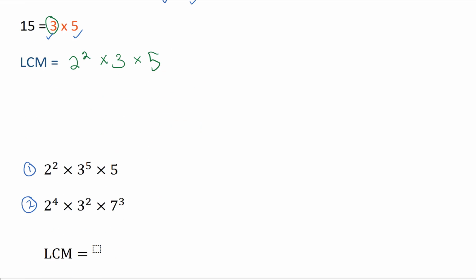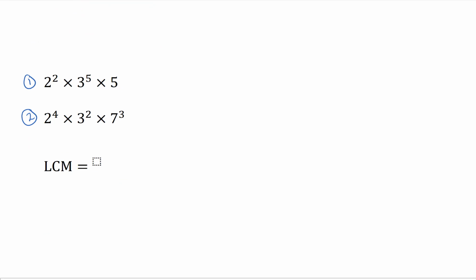Let's look at another example. So here's the other example we were working with. So this time we're going to ask ourselves when we're comparing the bases, which number will divide into the other. Basically, we want the bigger one. So 2 squared will go into 2 to the 4th. So 2 to the 4th is what we will write down for our base of 2. And then for our base of 3, 3 squared will go into 3 to the 5th. So 3 to the 5th is going to be what we use for our base of 3.